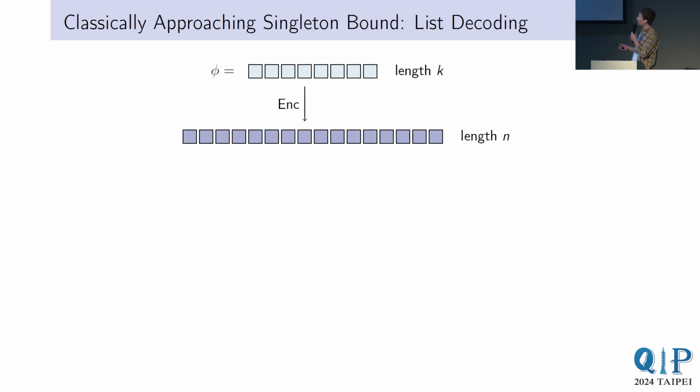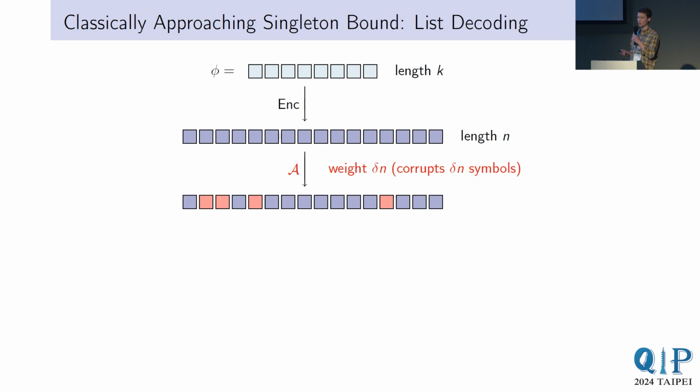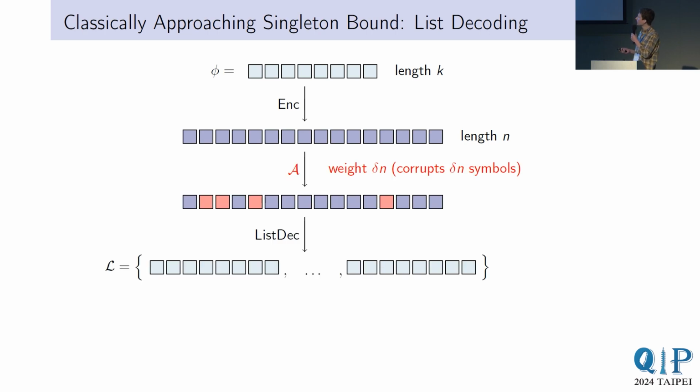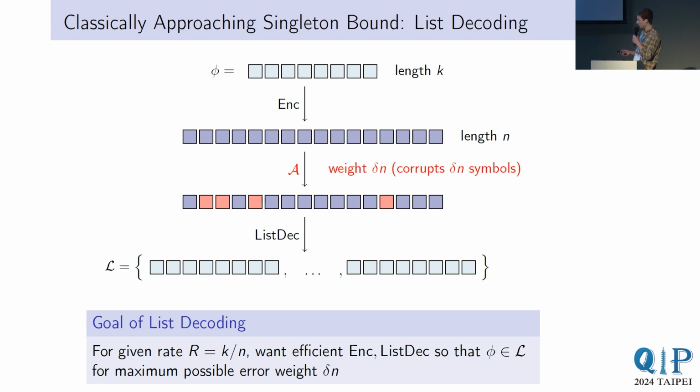And the idea is we again start with a length k message. We encode into a length n code word. There are some corruptions that occur. But now instead of decoding to a unique message, we list decode. So the decoder outputs a list, maybe a short polynomial sized list of possible messages, with the guarantee that the original message phi is in this list. This list could be full of all sorts of junk, completely unrelated messages, as long as it does contain the original message phi. And again, we want to do this list decoding for the optimal trade-off between rate and distance.